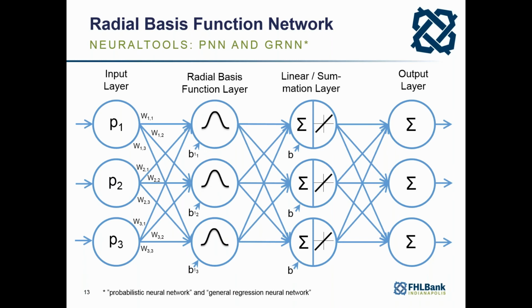Now the second function, there's two in the help file. They call them the generalized regression neural net and probabilistic neural net, but really they're both what's called a radial basis function network.